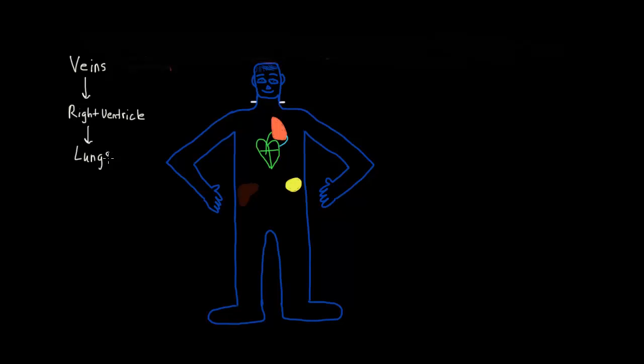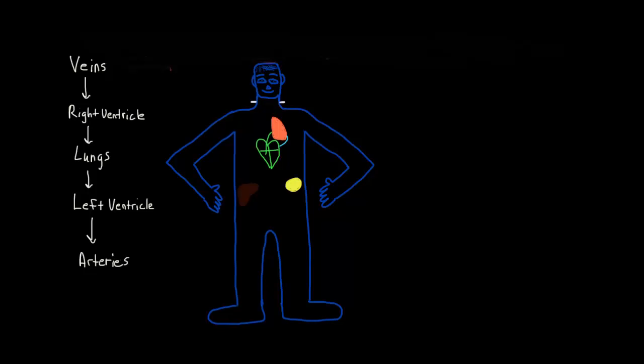And then from the lungs, the blood's going to be pumped back down to the left atrium and to the left ventricle. So recall, we're not going to include the atrium here. And then from the left ventricle, that blood's going to get pumped out into the body via arteries.